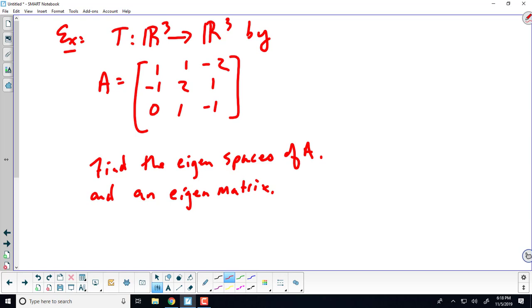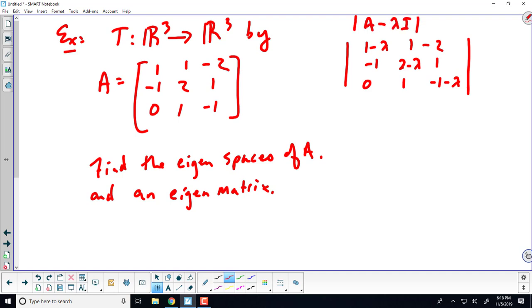Okay, we're not going to do this one by hand. I'm going to ask my Mathematica to do this one. Let's set it up though. We know we're after the solutions to this equation: the determinant of the matrix with rows 1 minus lambda, 1, minus 2; minus 1, 2 minus lambda, 1; 0, 1, minus 1 minus lambda. That's what we're looking for, right? Anyone have any questions about what I just did? Yeah, that's from taking A minus lambda I. That's what we end up with.